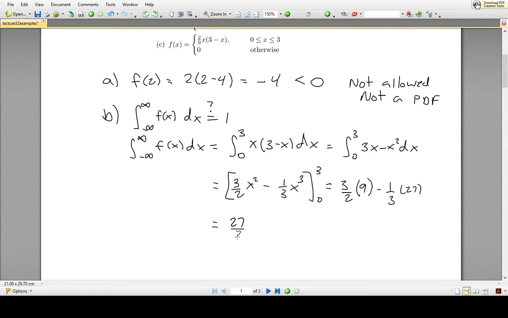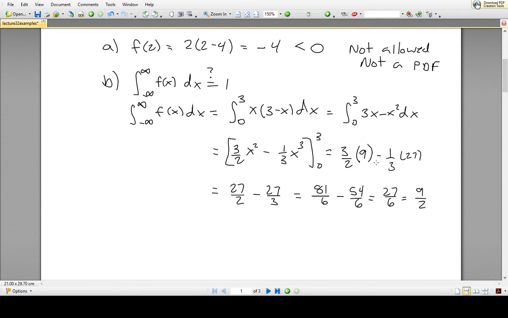We get 27 over 2 minus 27 over 3. And if we make this a common denominator of 6, this means it's 81 over 6 minus 54 over 6. Carry out that subtraction, we get 27 over 6, which is equal to, divide both the top and the bottom by 3, and we get 9 halves.